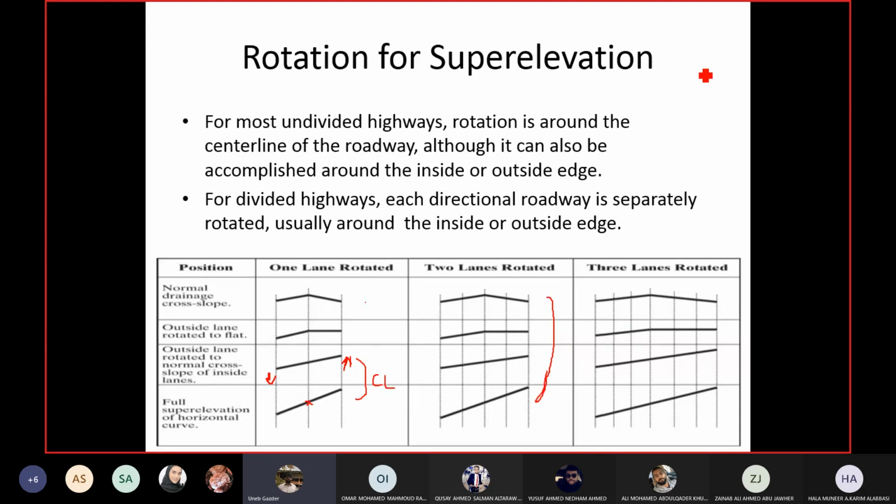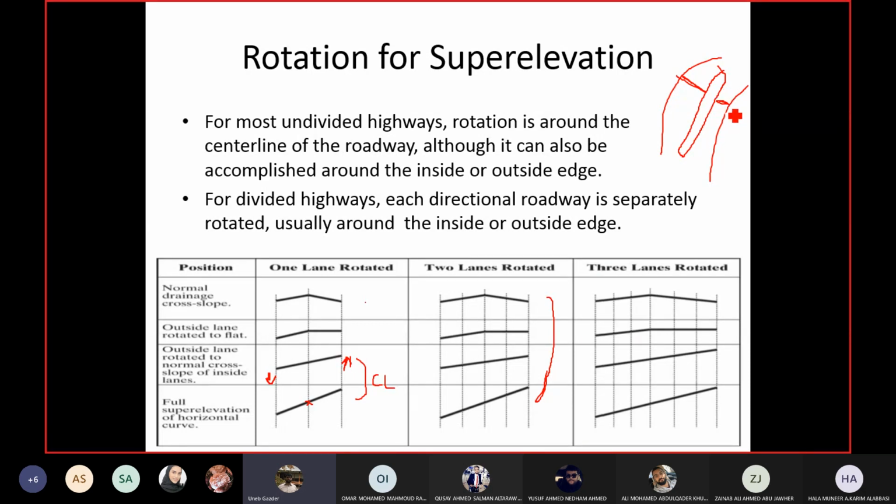Now, if it is a highway with a median, so this is the median. In this case, this direction of the highway will be rotated separately, and this direction of the highway will be rotated separately. In both cases, you may have the same value of super elevation, but their rotation is achieved separately, independently. Here you can see the whole road is rotated simultaneously. Here, the median remains the same. For divided highways, the elevation of the median remains the same.